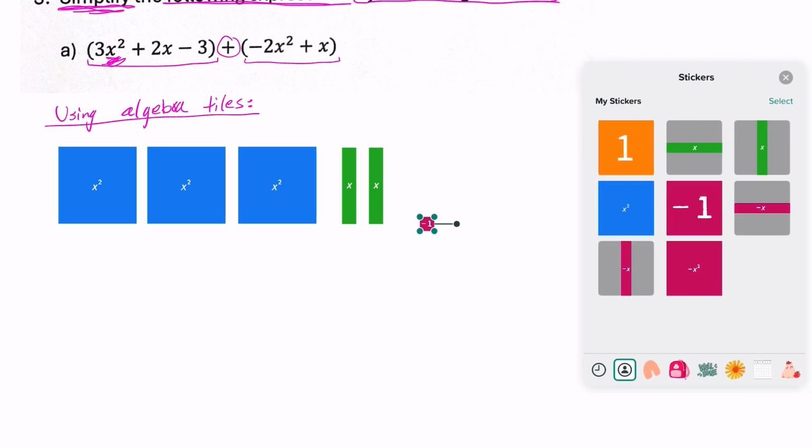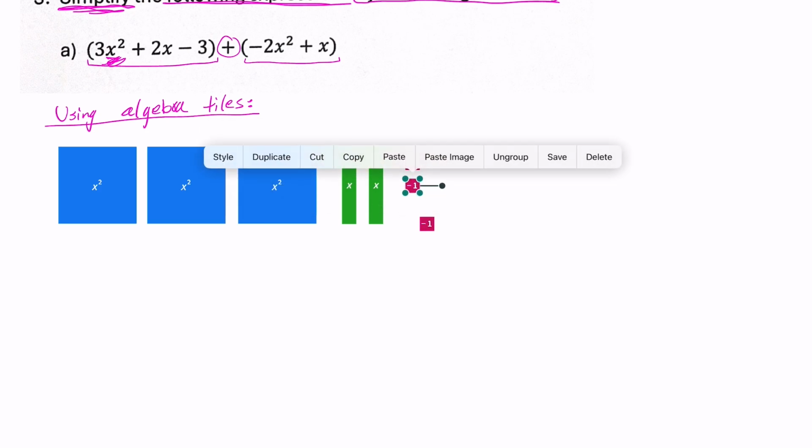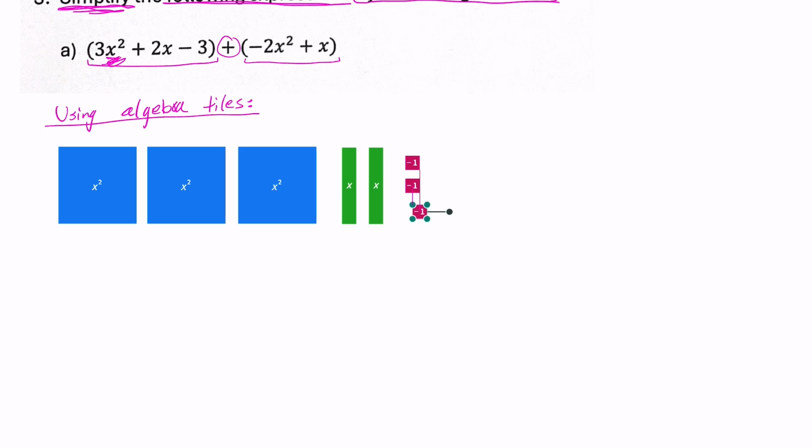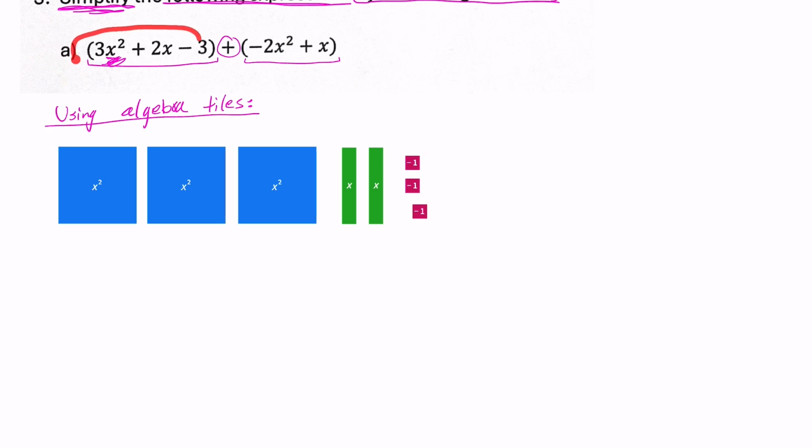And they're negative, right? So I have to pick the red color. Red is always going to be negative. So there's 1 negative, and then 2, and then 3 negative, just tiles, like that. So right there, I've drawn what represents my 3x squared plus 2x minus 3. So that's literally what that means.